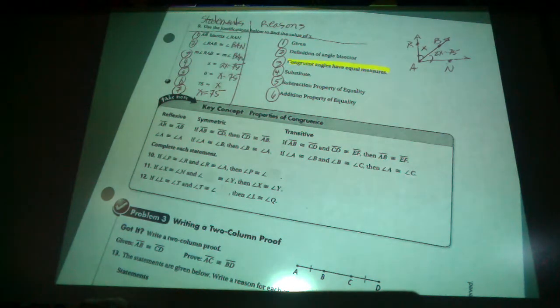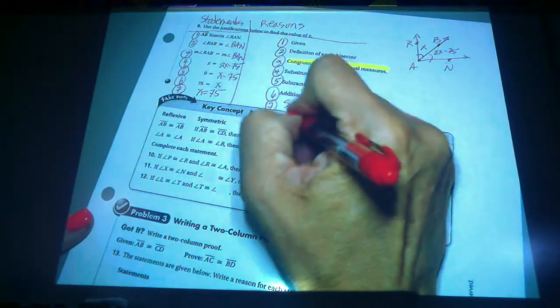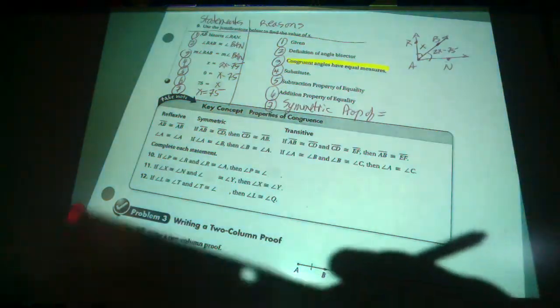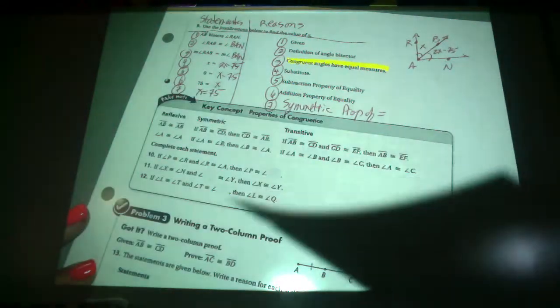So what property do you switch the left and right side of the equation? Look at that list. What property switches the left and right side? The symmetric property of equality. So this flow chart is going to be your best friend today. You're going to use a lot of this today.